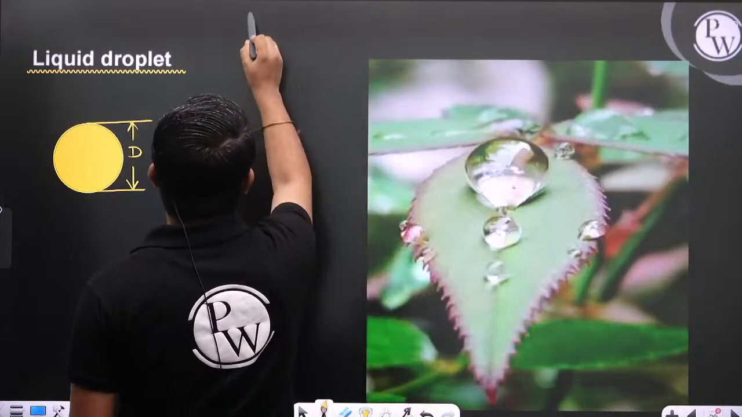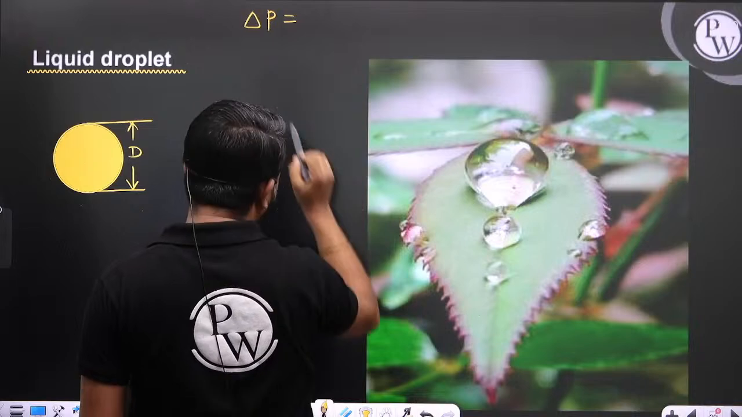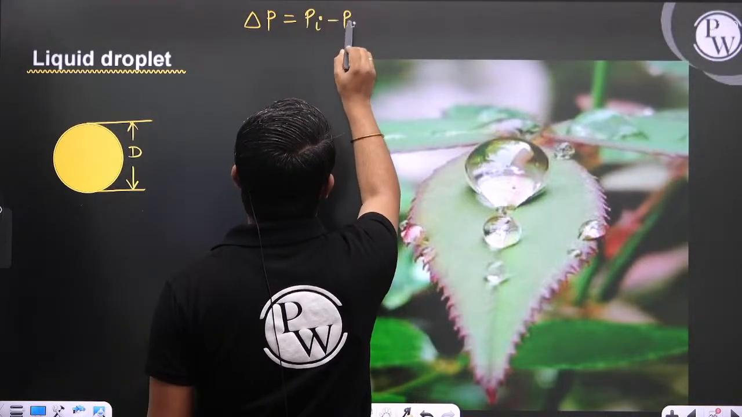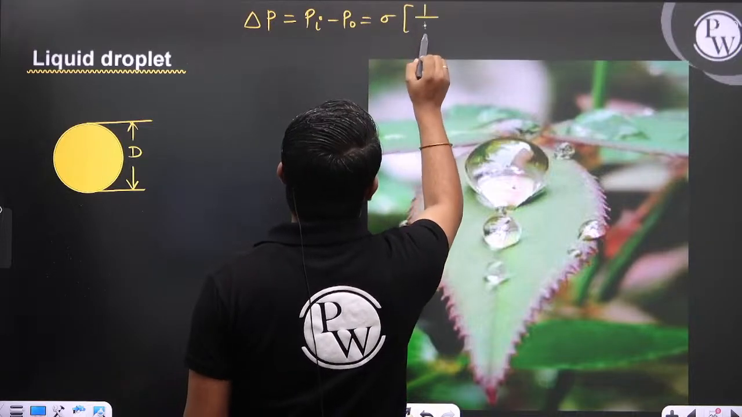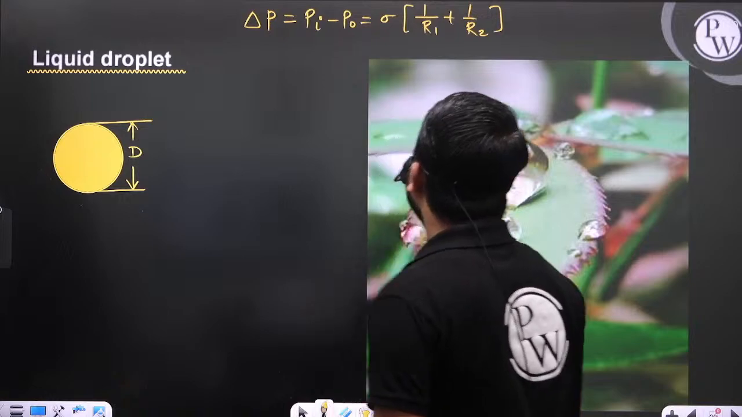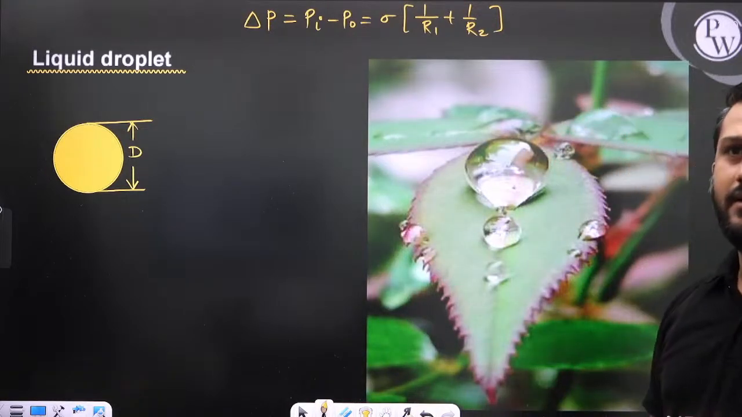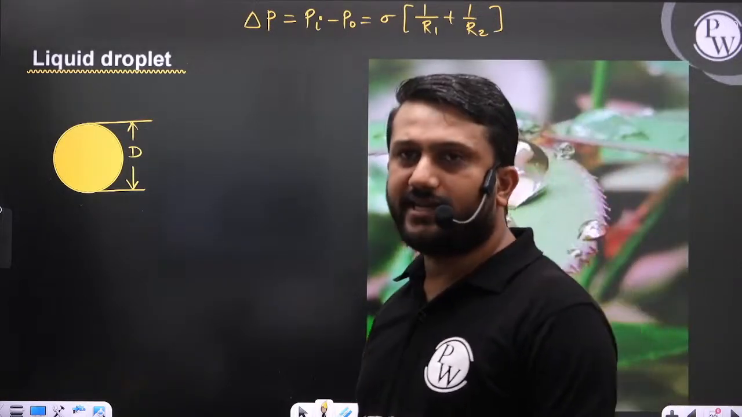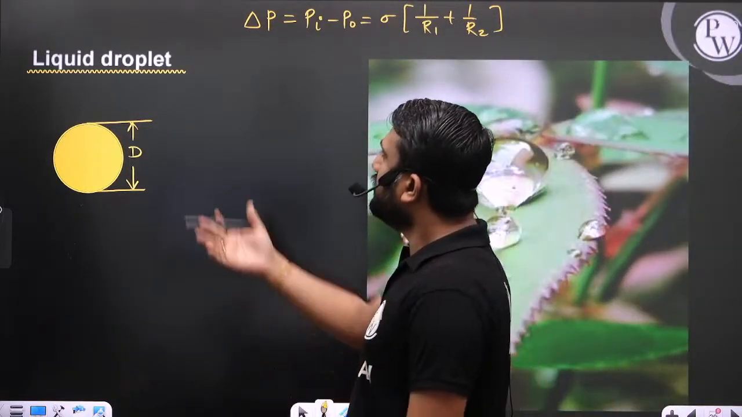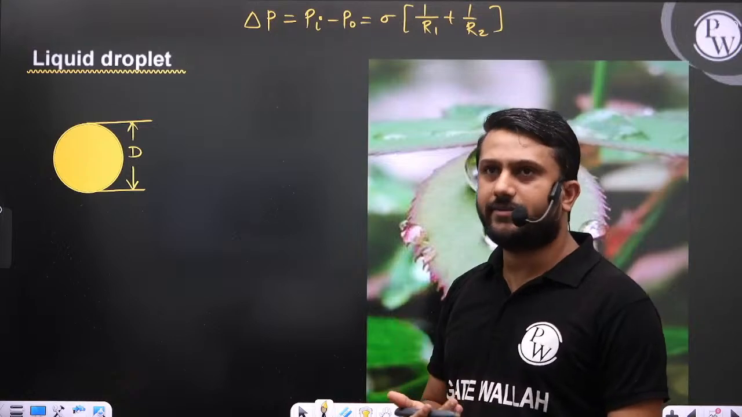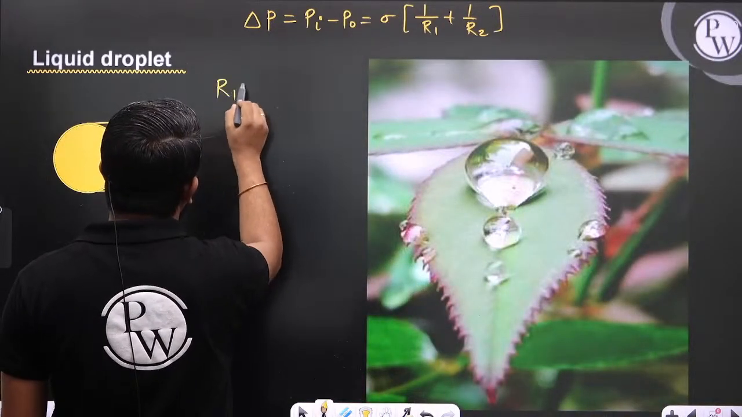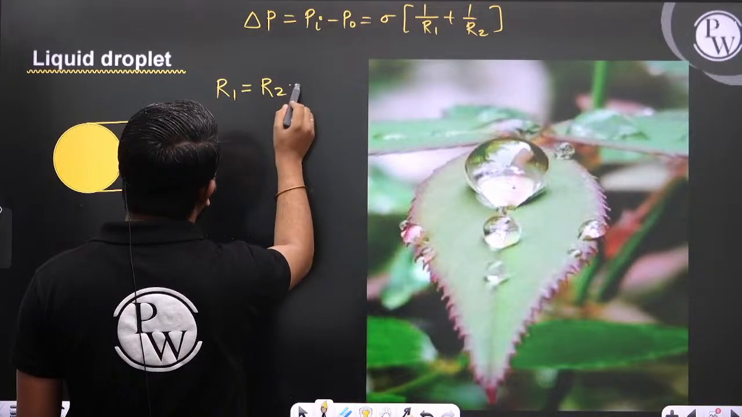This is your Young-Laplace equation: delta P, which is nothing but Pi minus P naught, equals sigma times (1 by R1 plus 1 by R2). The liquid droplet is spherical in shape, as I already discussed. So if it is spherical, we can write that R1 is equal to R2 is equal to R.